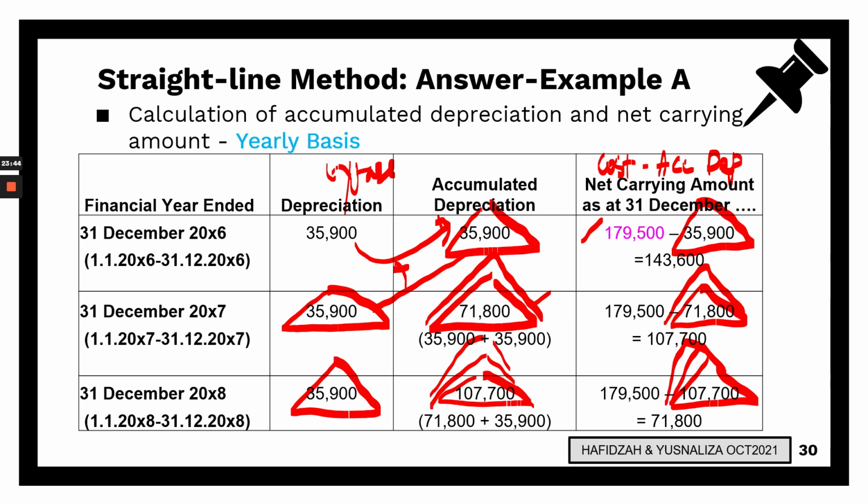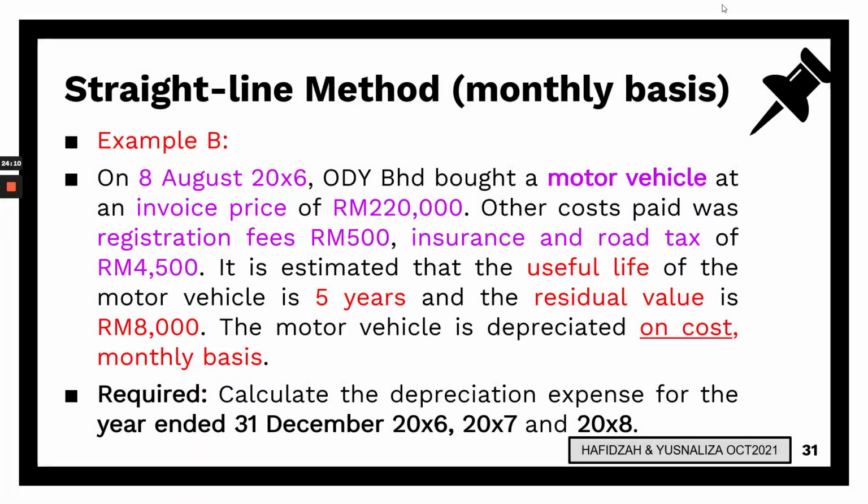71,800, and this is the one that will be recorded in the statement of profit or loss, because I put here expenses, so this one will go to the statement of profit or loss. But accumulated depreciation will be shown in the notes to the PPE. This one will be covered later, and net carrying amount is the one that will be reported in the statement of financial position as well as in the notes. That will be done later.